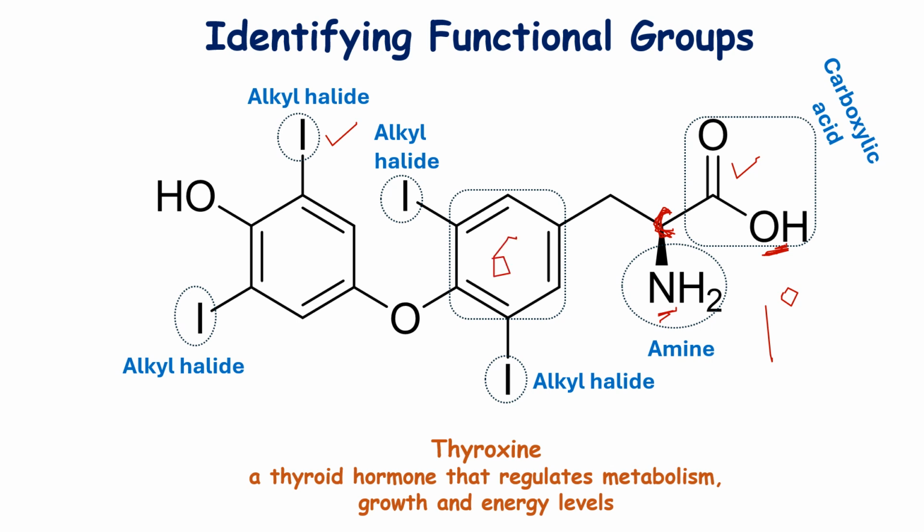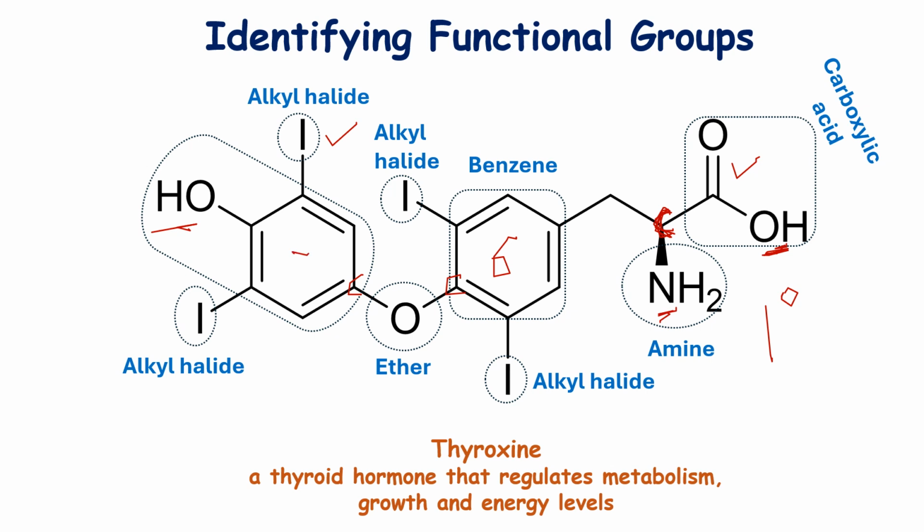Six-membered ring, single double bond alternate. This is benzene. Oxygen having carbon on both the sides with single bond makes it an ether. OH group attached to benzene ring is phenol.